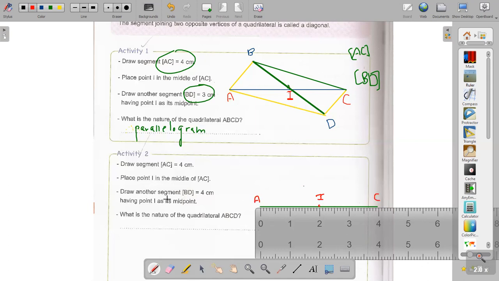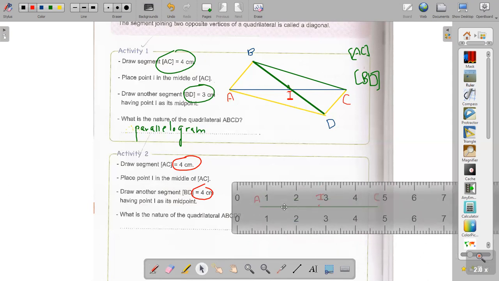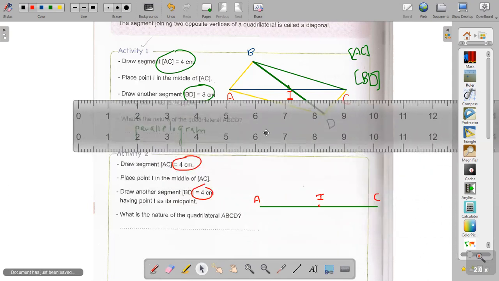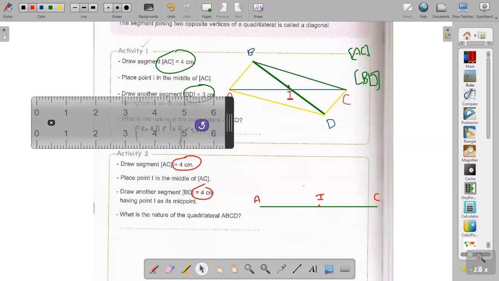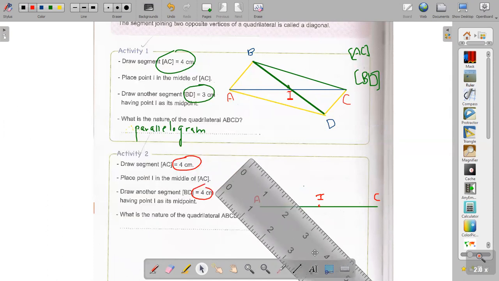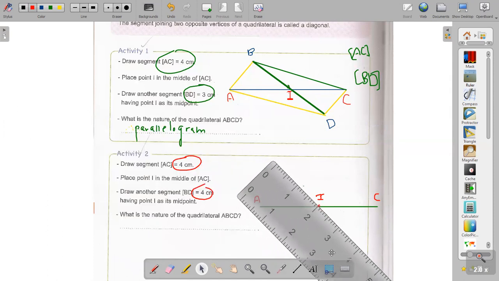Then draw another segment BD equals 4 centimeter. If you look here, both of them are 4 centimeter. It's different than the first one. But it's not perpendicular. So I will flip the ruler. Now, teacher, I won't draw them perpendicular, I mean I want the segment line to be longer. Okay. So 4 centimeter, half of it, it's 2. So I will draw 2 up, 2 up. Let me erase and do it again. I will draw 2 up and 2 down.